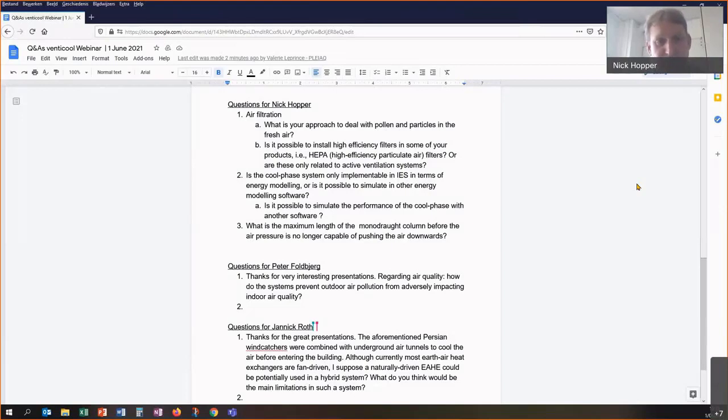With our cool phase systems, they do include a filter. And again, we can incorporate fairly high levels of filtration because we have the mechanical fan included within the system.